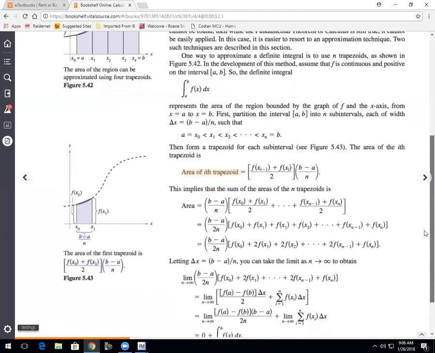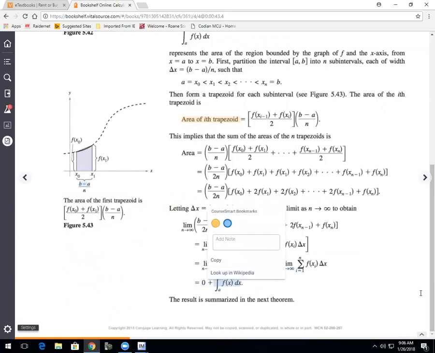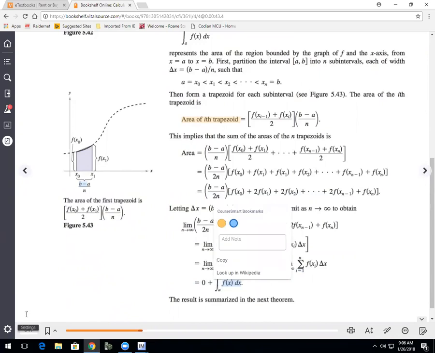And if we put a limit on it and we started adding up the area of a whole bunch of trapezoids, then we would find out that, hey, sure enough, that gives us the same thing as the definite integral. It gives us the area that we're looking for.